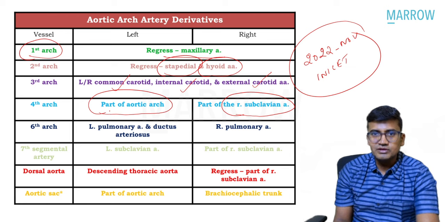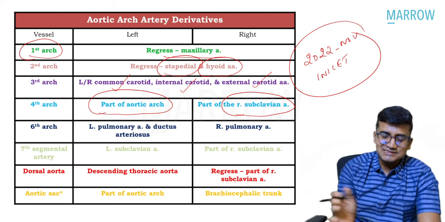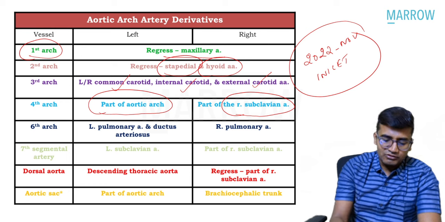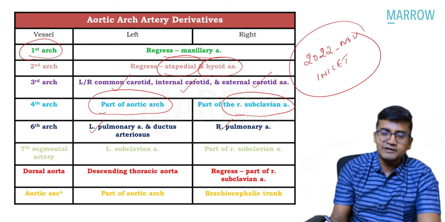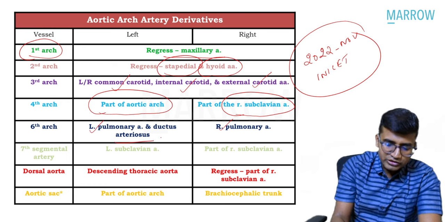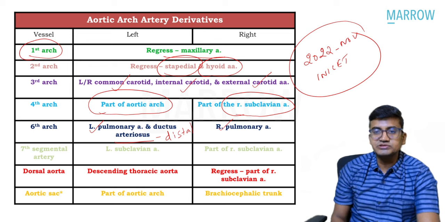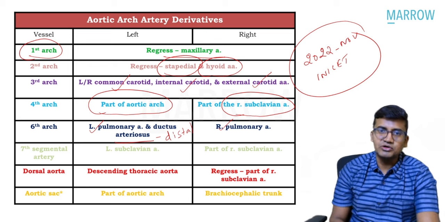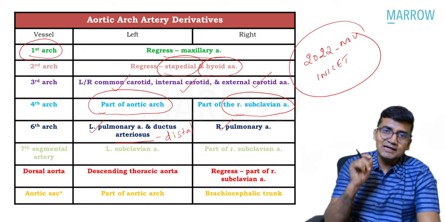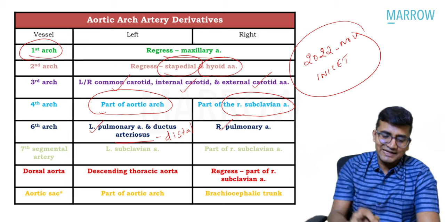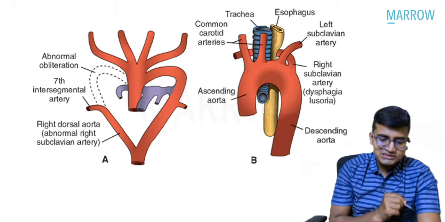aorta. The fifth arch will disappear, and the sixth arch artery, the proximal part, forms the pulmonary artery on both sides. And the ductus arteriosus: the distal part of the left 6th arch artery forms the ductus arteriosus. And that is a question we got. Now one more applied, another expected question for the coming INICET, now this question.